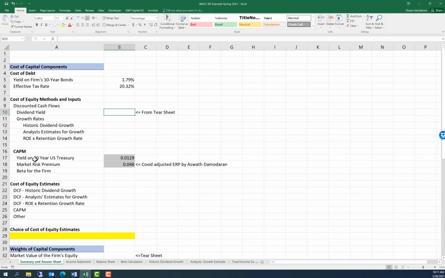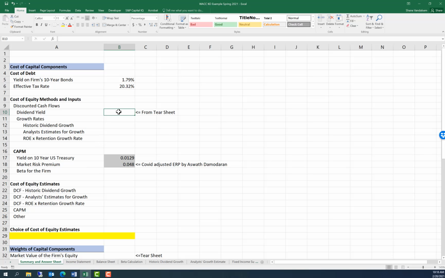So those are three methods there. Discounted cash flow is using three different growth rates. And then the last one is the capital asset pricing model. One key thing to remember here is that you don't add the dividend yield to the outcome for the capital asset pricing model. So we're going to put our inputs up here, and then our estimates are going to be calculated down here. All right.